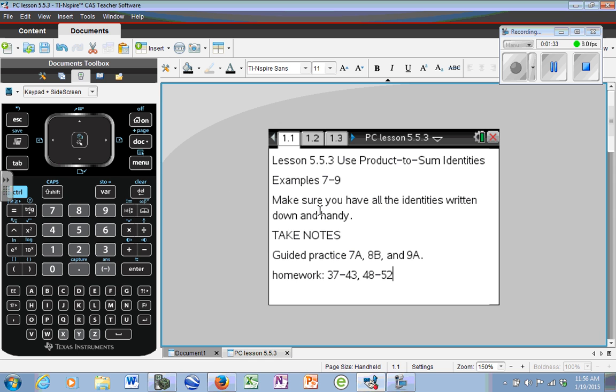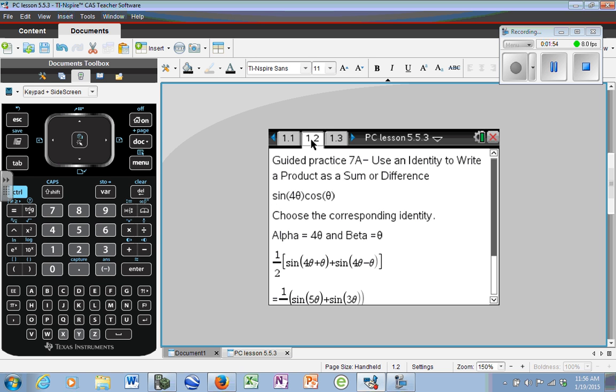Okay, I'm going to show you guided practice 7A, 8B, and 9A. So I'm going to give you one more example than what you got in the book, and I'll lay it out and talk you through it, and then there's your homework assignment. It's not a lot of stuff, but it'll get you using these equations in a practical way, coming up with some answers. Let's get right to it.